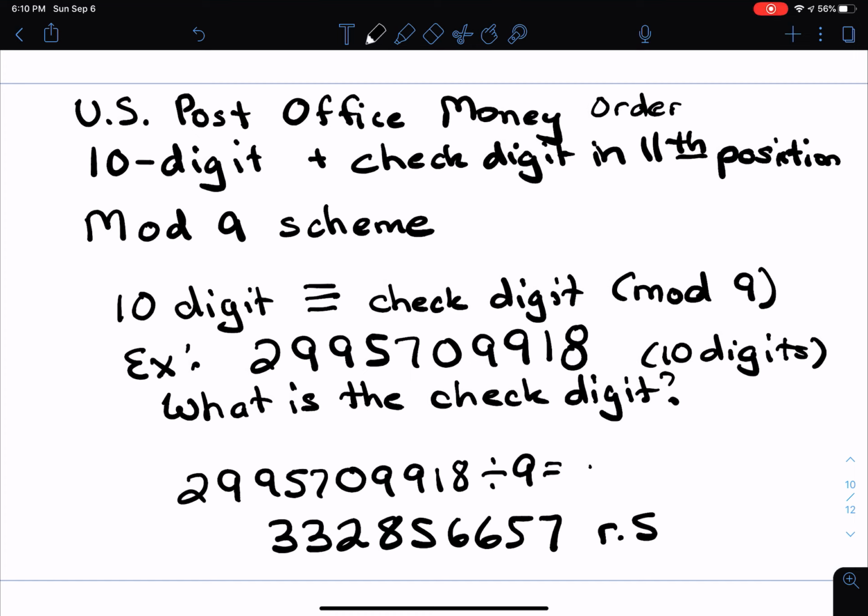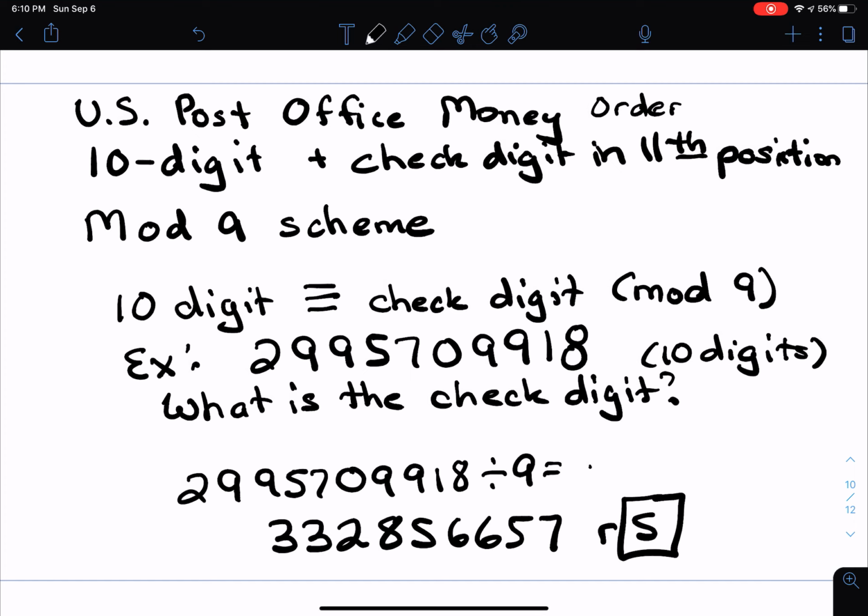332856657, and then 6 2/3. All right. 3285667, and then that times 9. Yep. Okay. So there I have it. So the 5 is the check digit. That's your answer.